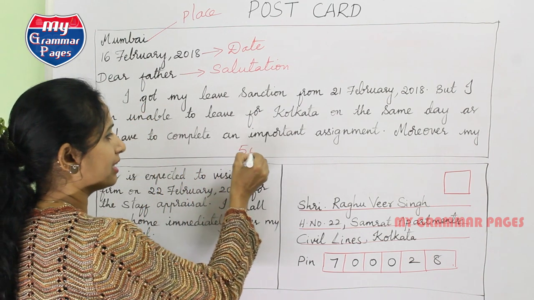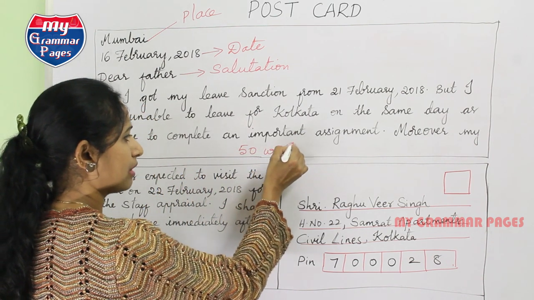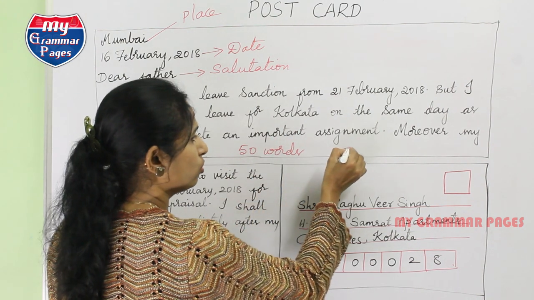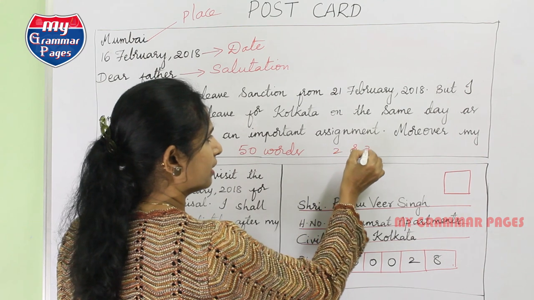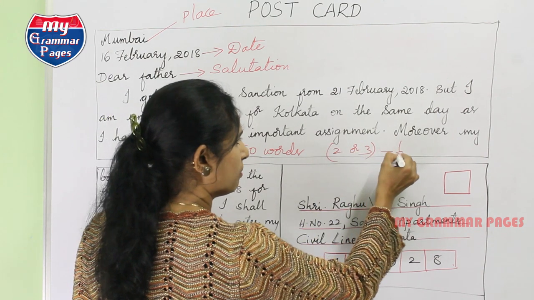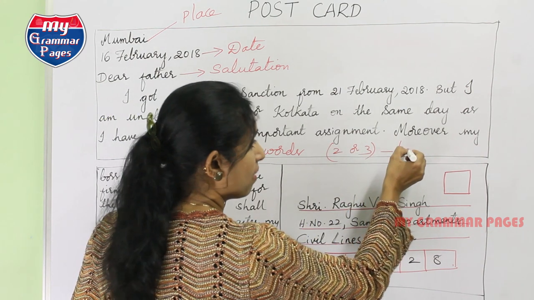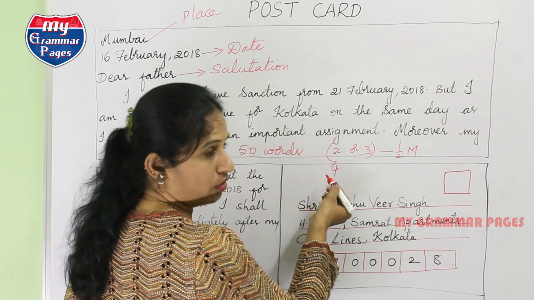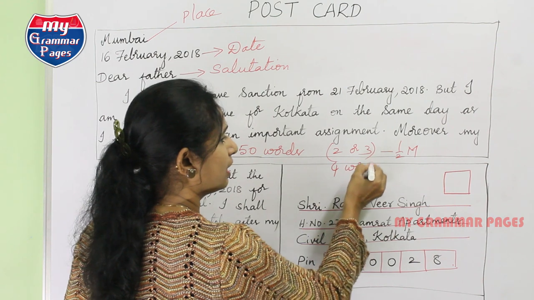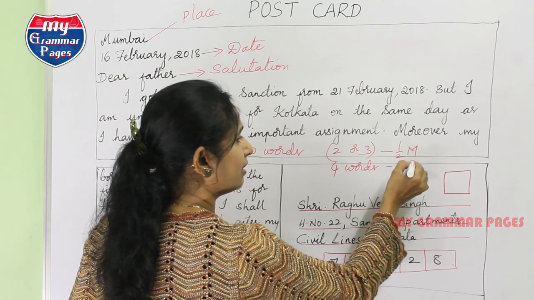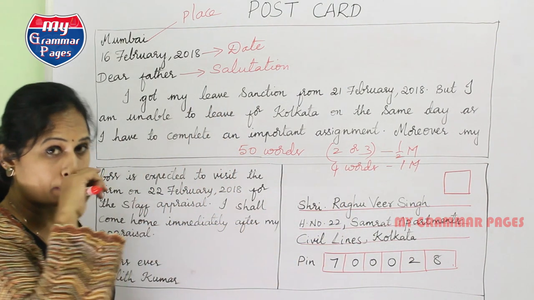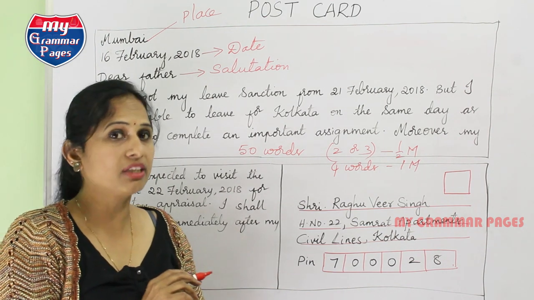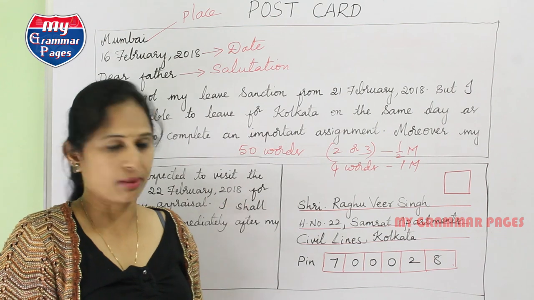You shouldn't exceed 50 words. Suppose by chance, if you had exceeded by two or three words, half mark will be deducted from your main marks, half mark. And if it crosses more than four words, your 1 mark gets deducted from the main marks. So be careful, my dear children. Let your word limit not cross 50.